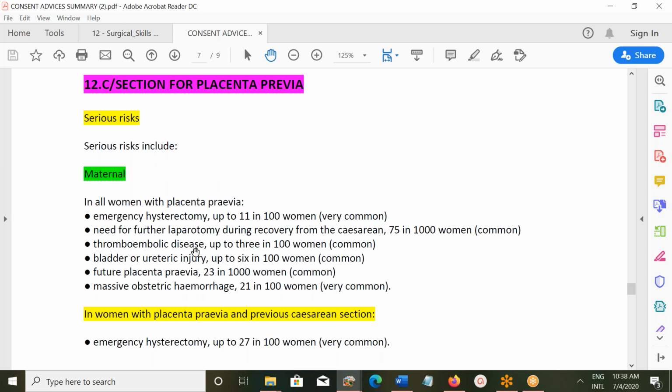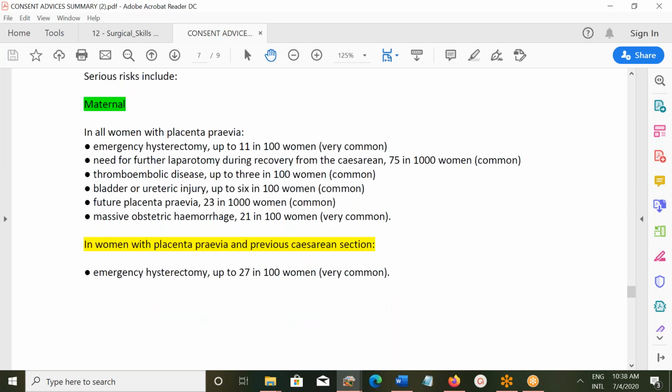Chance of thromboembolic disease up to 3 in 100. Then bladder or ureteric injury up to 6 in 100. Future placenta previa 23 in 1,000 women. Massive obstetric hemorrhage 21 in 100 women. So this is very common when you're doing cesarean section for placenta previa.